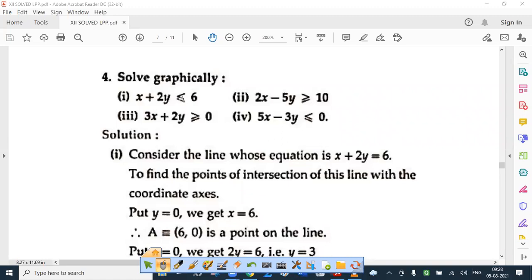Every time you are supposed to draw the graph of an inequation, you have to consider the corresponding equation. Even if it is x + 2y < 6, in that case also you have to take the equation corresponding to the given inequation. The only thing is you have to replace that inequality sign by the equal to sign. I hope this is clear to you.